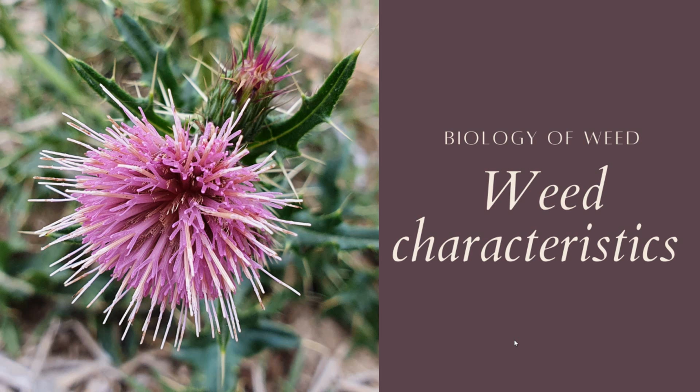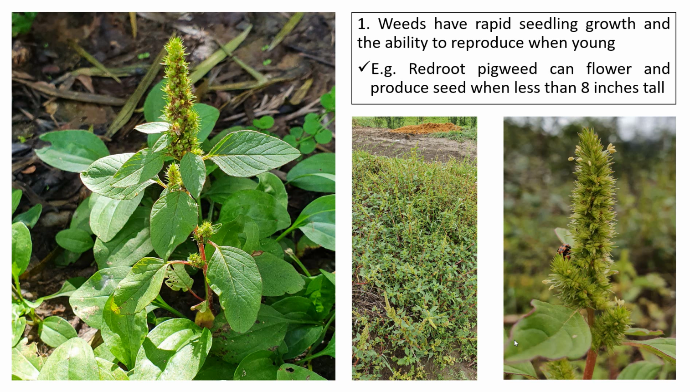Now let's look at some of these characteristics which make weeds successful in our crop fields. Please note that all of these attributes may not be present in a single species at all times. 1. Weeds have rapid seedling growth and the ability to reproduce when young. For example, redroot pigweed can flower and produce seed when less than 8 inches tall, as shown in the pictures.